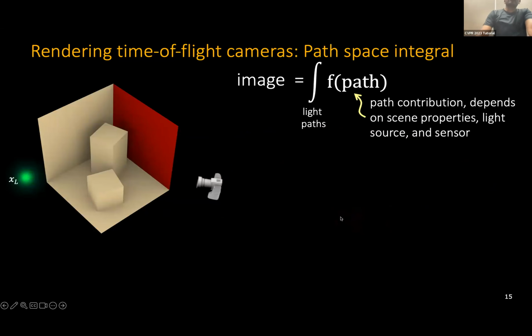Now, the path space integral for intensity cameras that we have learned can be extended to time-of-flight cameras. You said for the continuous wave time-of-flight, the weight is a sinusoid. Is there a specific reason for it?